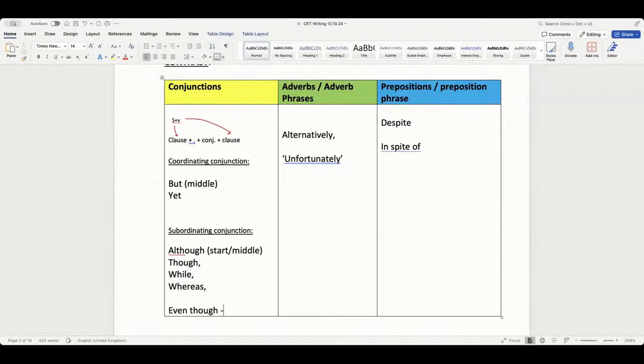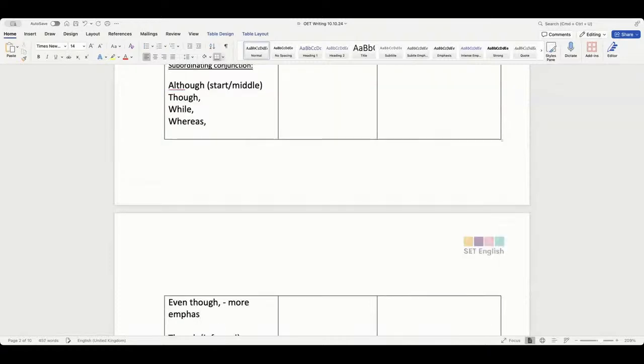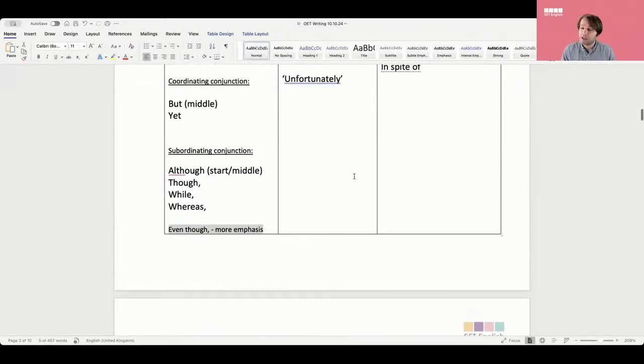Who said more emphasis? Even though, it's just emphasis, or what? How can we say that? There's more emphasis. Yeah.